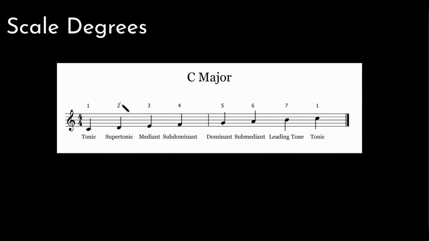Now, let's count our way to scale degrees. Scale degrees can be used for any scale, not just C major. And as you can see, the first note of a scale is called the tonic. Then after the tonic is supertonic, then mediant, subdominant, dominant, submediant, leading note, and then it just repeats itself afterwards, as you can see.